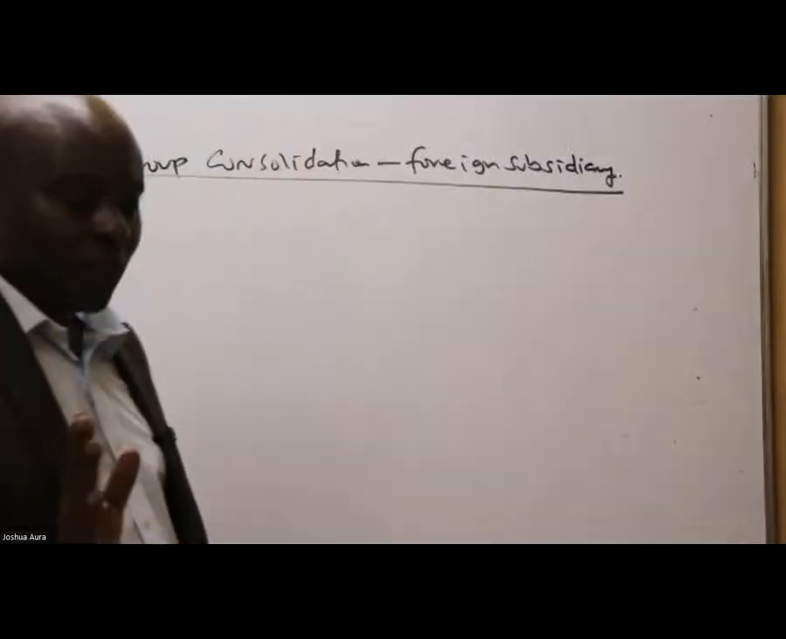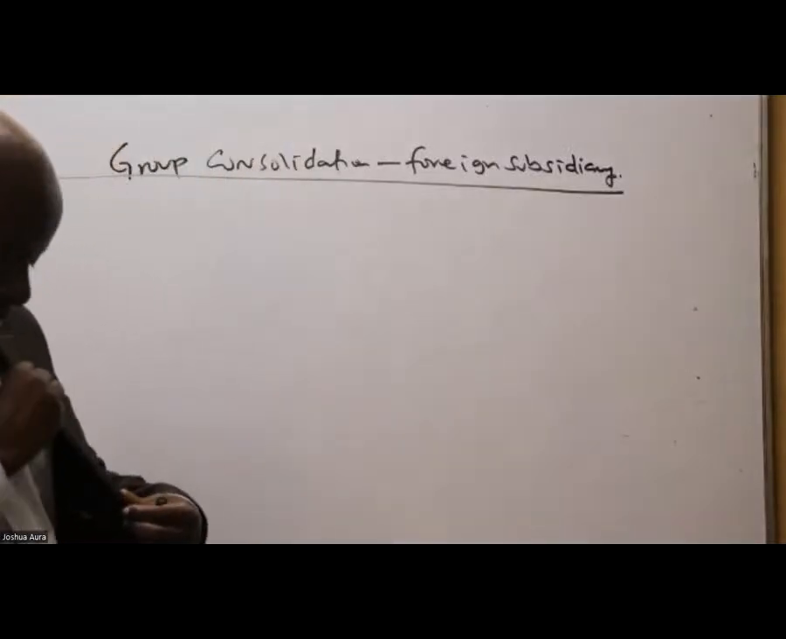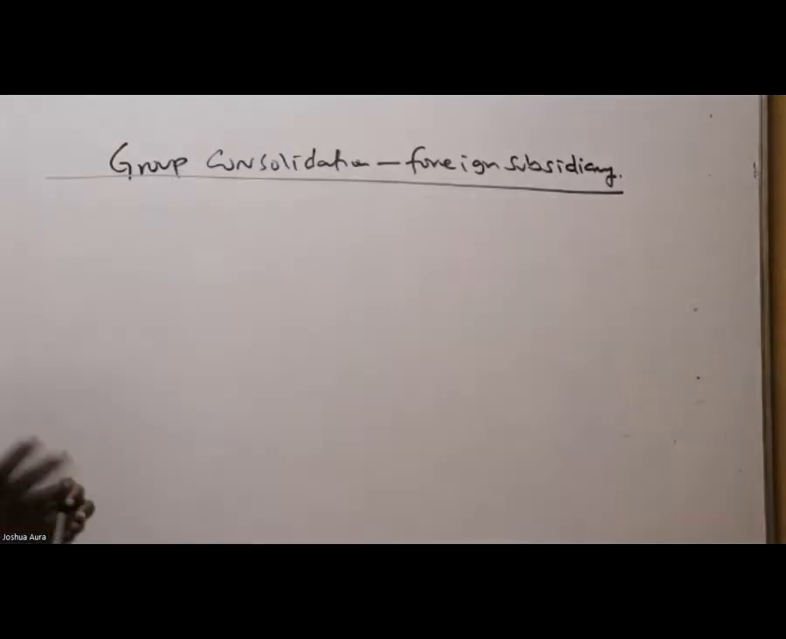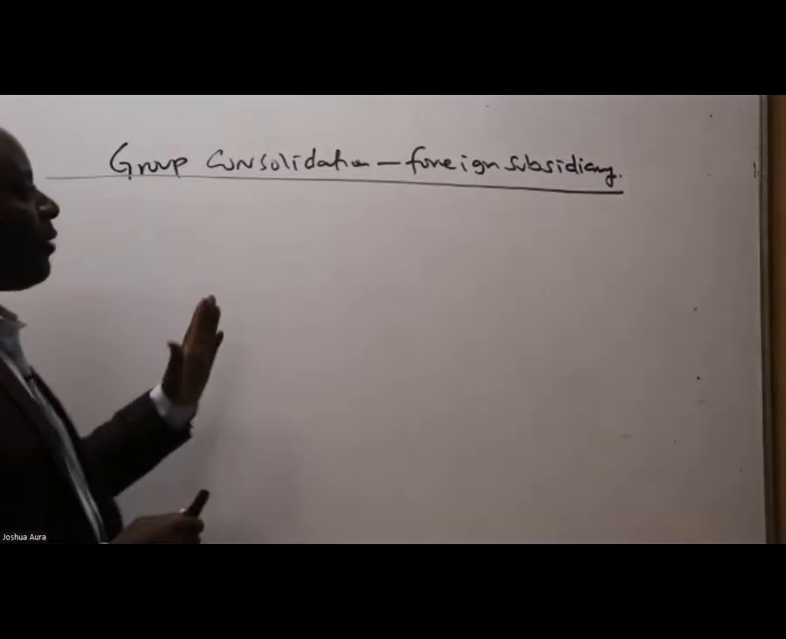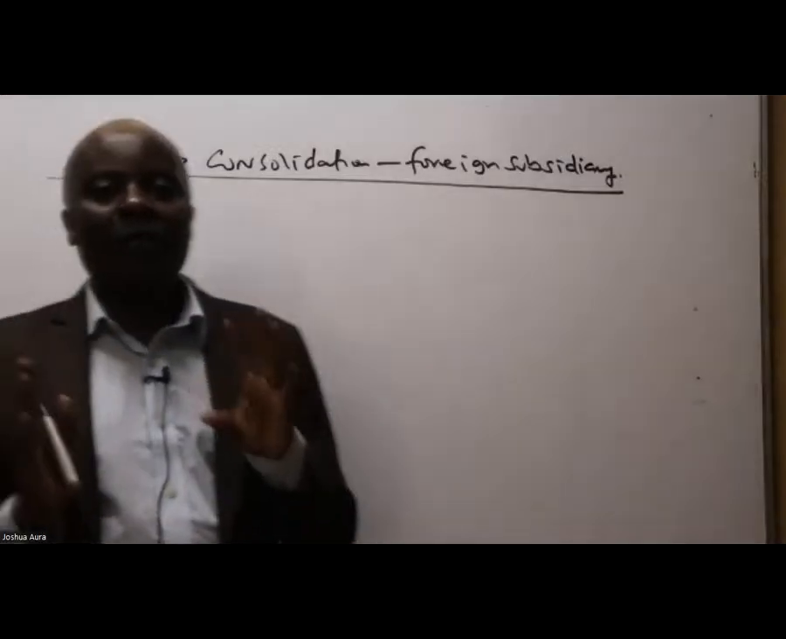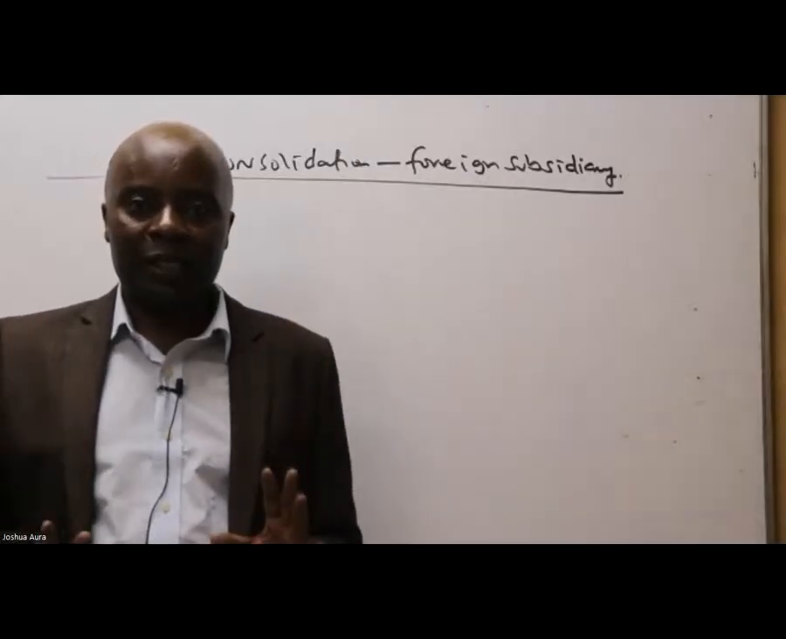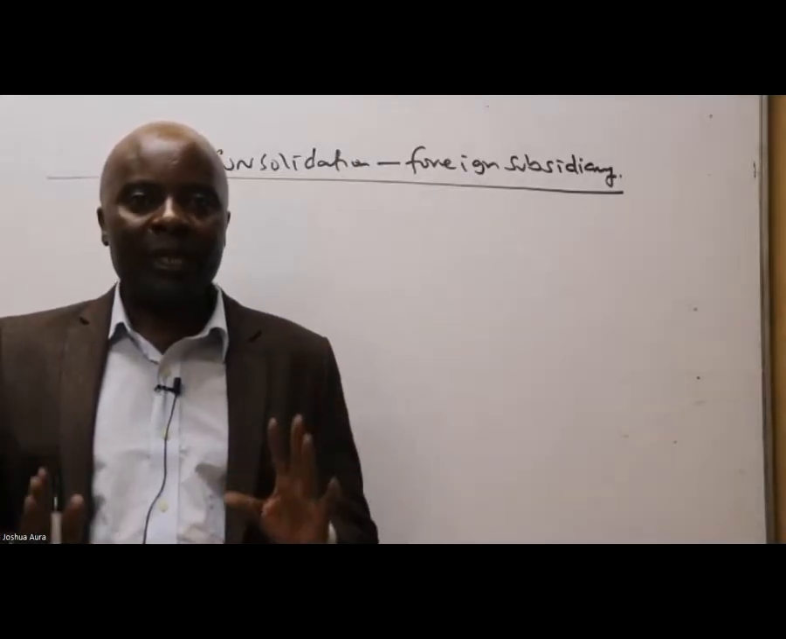And I'm going to go very slowly. I'll speak very, very slowly here so that at the end of the day, we should be able to agree. So remember a foreign subsidiary. We have the parent company, for example, being in Kenya, like now, EABL. The parent company is here in Kenya.